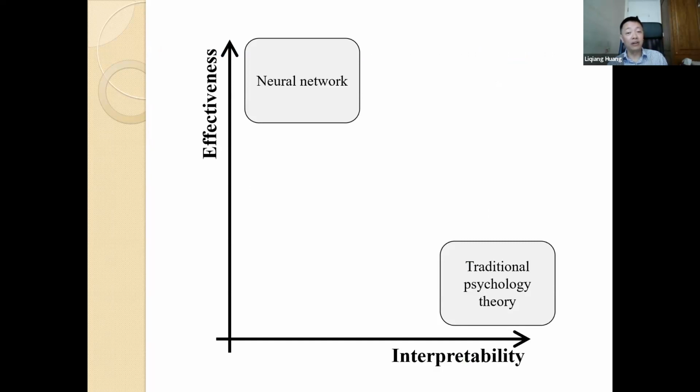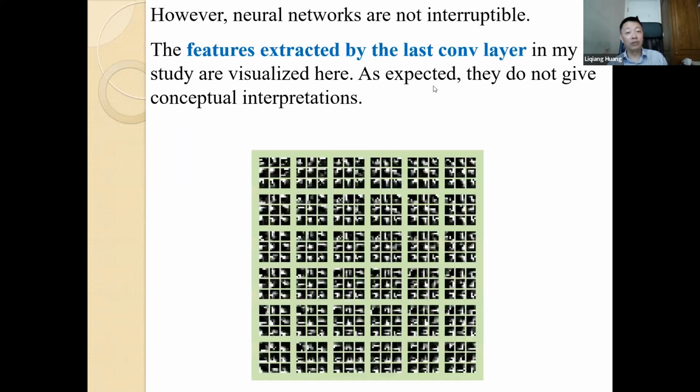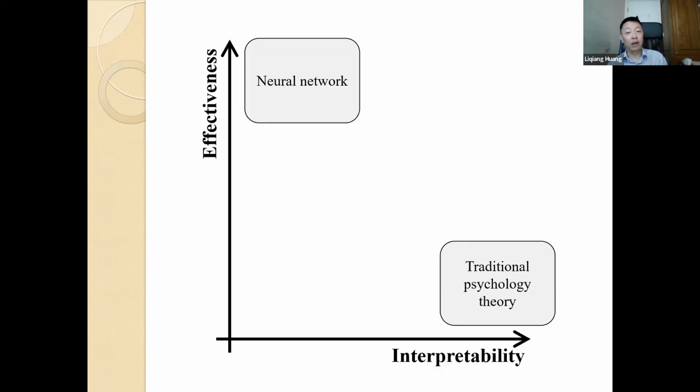So together, in this particular case and in many other areas of psychology and just in this whole world, we have traditional psychology theory that's highly interpretable but not effective. We have neural networks that are highly effective but not interpretable. My example is just a small example, but there are many real-world examples.